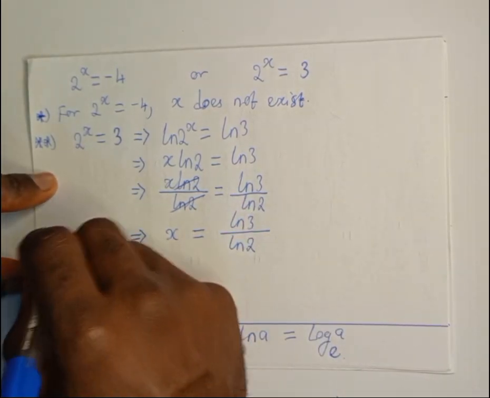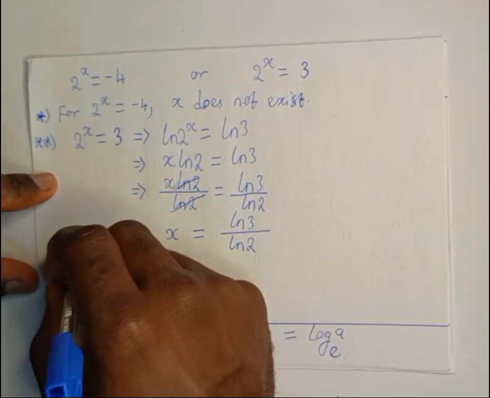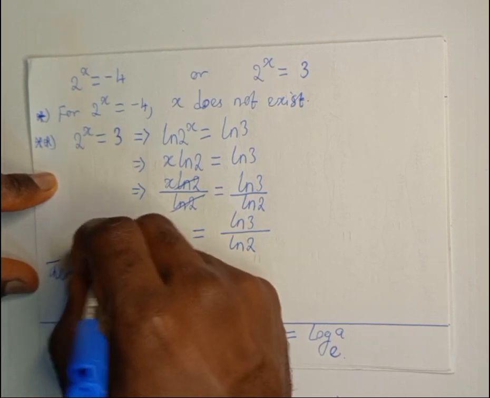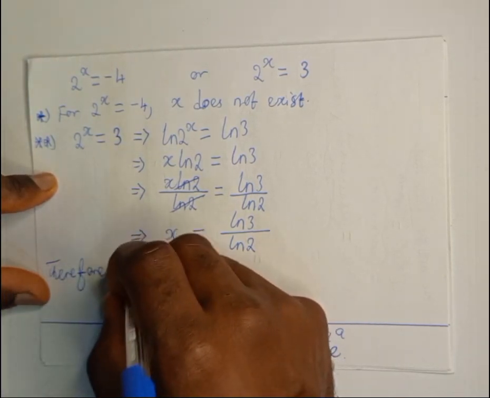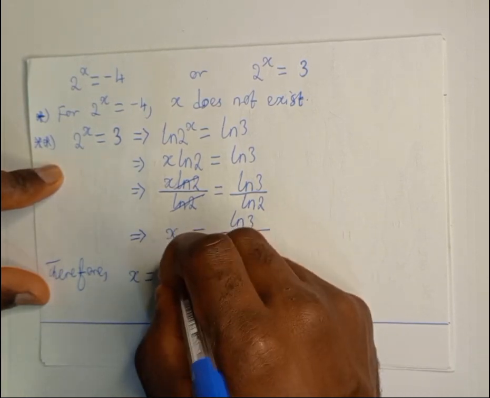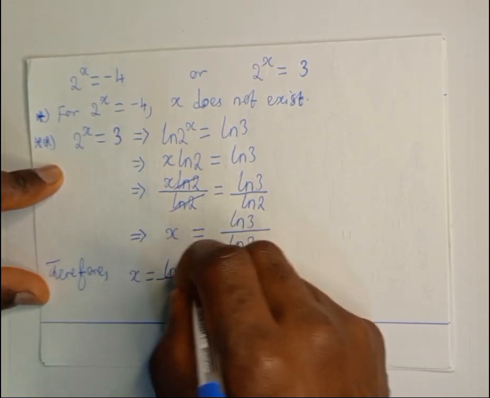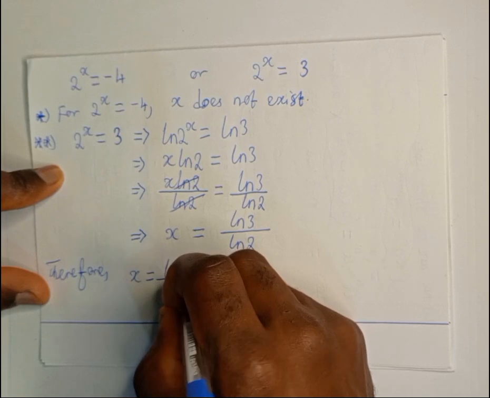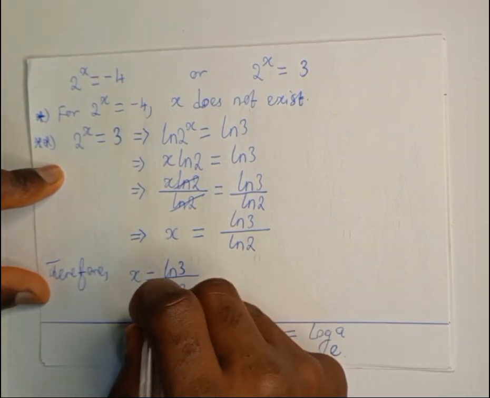Then we conclude, therefore, x is equal to the ln of 3 all over the ln of 2. So this is the final answer.